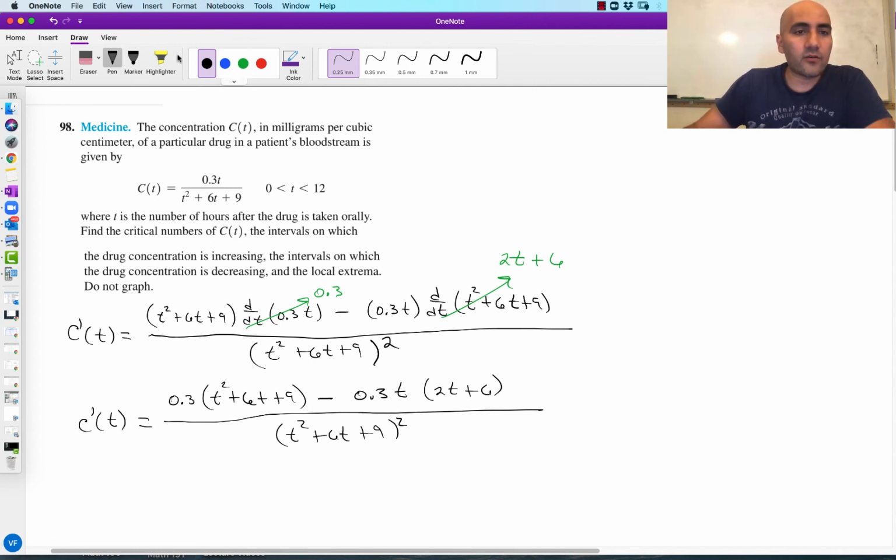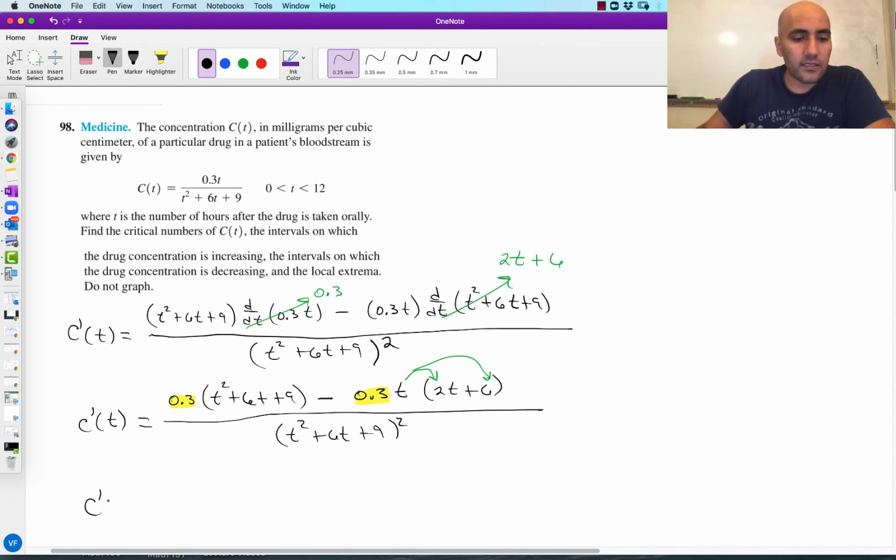Okay, I'm going to factor out the 0.3 instead of distributing it, and then distribute this t here. This t multiplies there and multiplies there, so I'll end up with a minus 2t squared minus 6t.